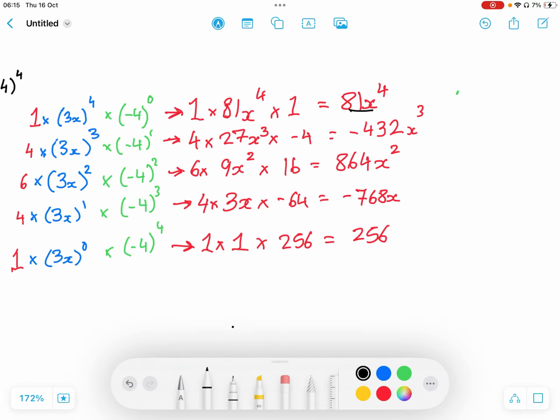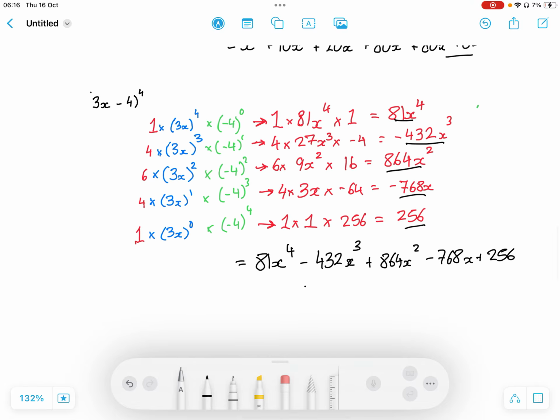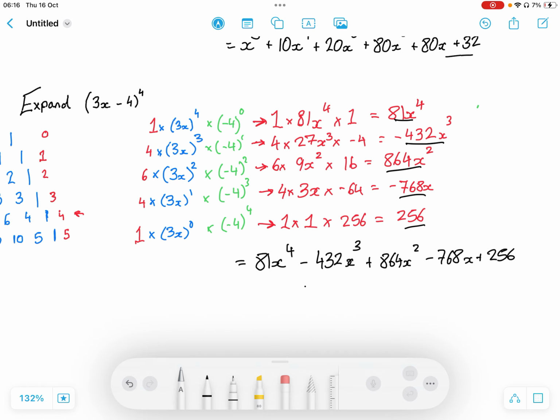And we just bring all of our answers together in one beautiful 3 or 4 mark expansion. So my answer is 81x to the power of 4, take away, because of my minus there, don't forget, 432x cubed. Plus, because it's a positive now, 864x squared. Take away 768x. Add 256. And we have a perfect binomial expansion of the bracket 3x minus 4 to the power of 4.